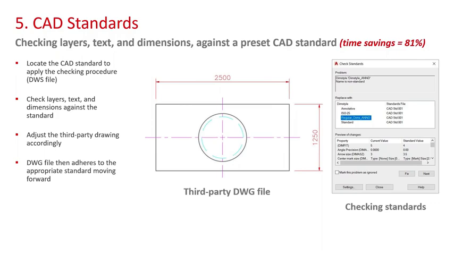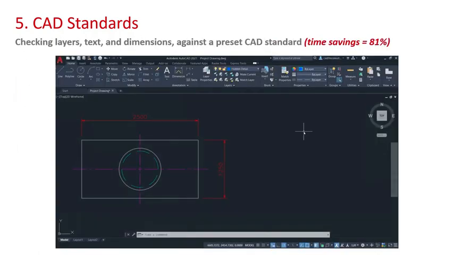So what you do is you locate the CAD standard, the DWS file, and you then link it to the DWG file that you're working with. You check and adjust any perhaps third-party drawings, and the DWG file is then adhering to the appropriate standard moving forward. I used this one hell of a lot when I was working with third-party drawings coming into my company, and I needed to make sure that all the drawings adhered to my standards, so that then everything worked with the project and worked accordingly. So again, I've got another little video for you, and we'll jump into the video. So there's our little third-party drawing.